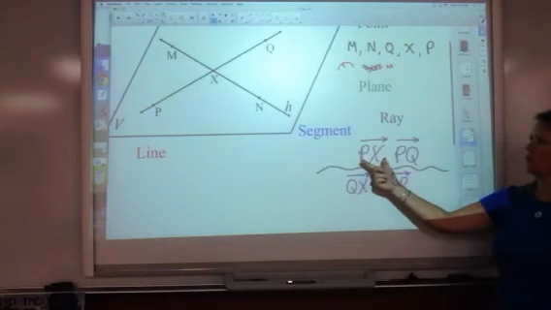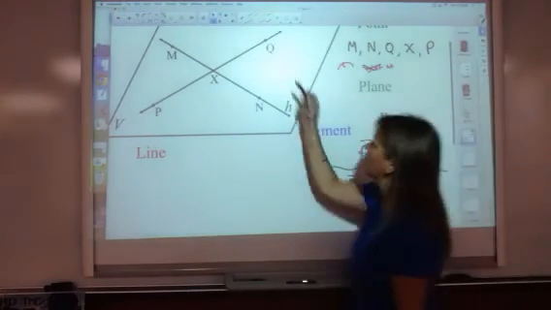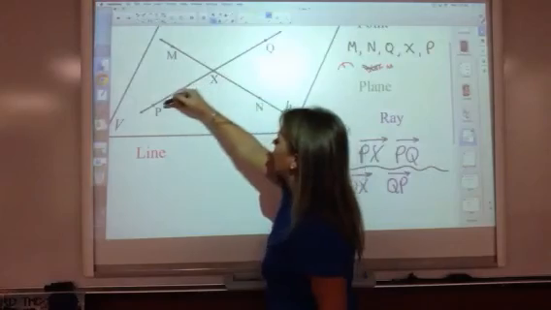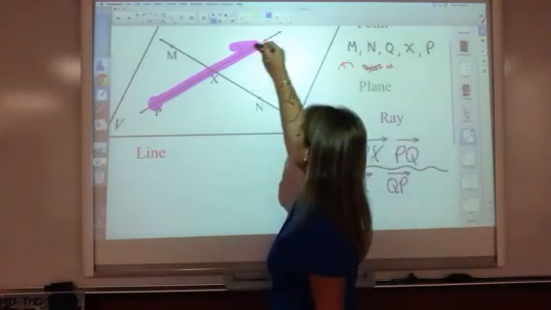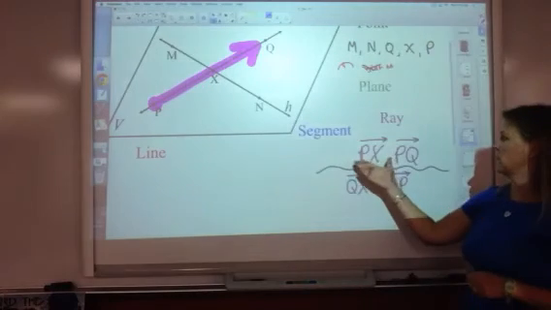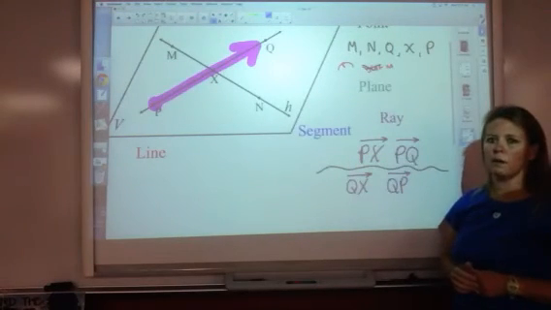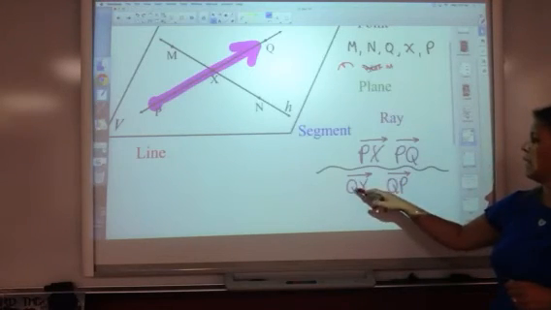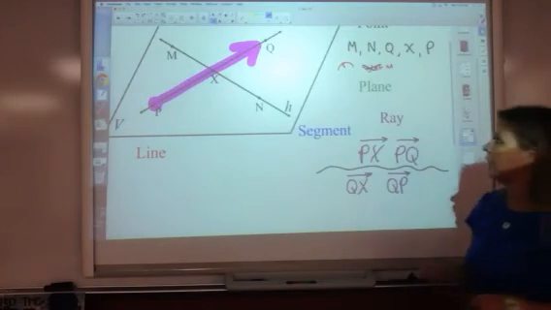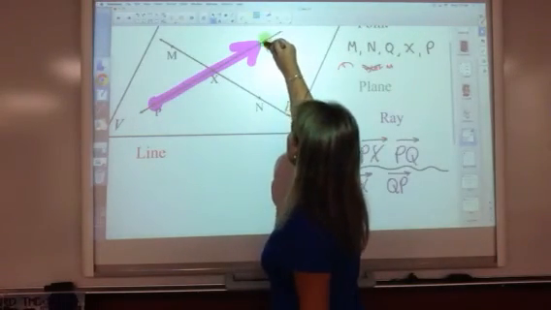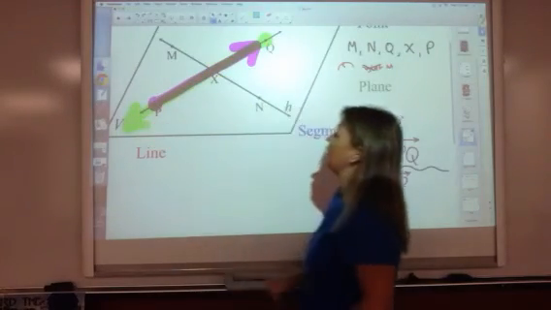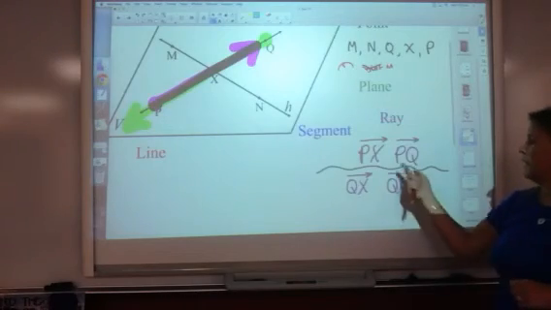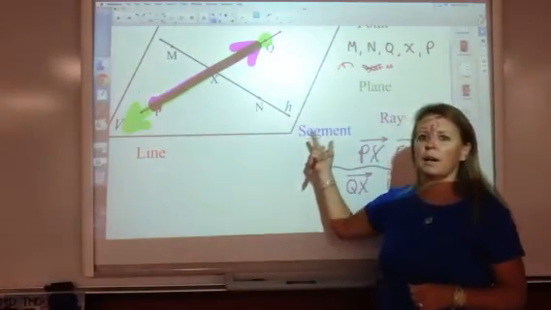If you were told in the instructions, draw ray PX, I'm going to draw ray PX, nice and big for you. I'll use a purple highlighter. I'm going to draw ray PX. There's my ray. If I was told to draw ray PX or ray PQ, that's what I would draw. However, if you read the directions and you were told to draw ray QX, that means that you would start your ray on Q and go the opposite direction. Completely not the same.